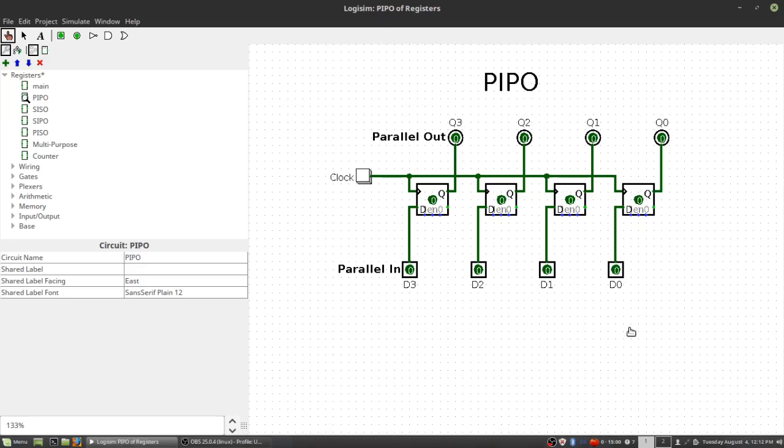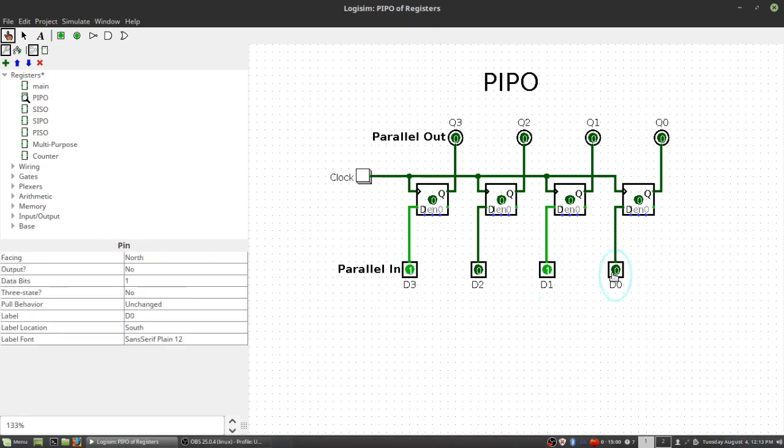So we're taking a look at the PIPO, or parallel in, parallel out register. So what we've got is an input that is parallel. In this case, it's 4 bits. And so let's say you want to do the sequence 1, 0, 1, 1.